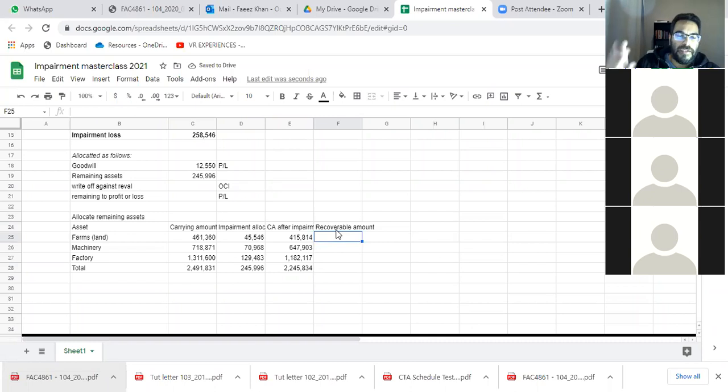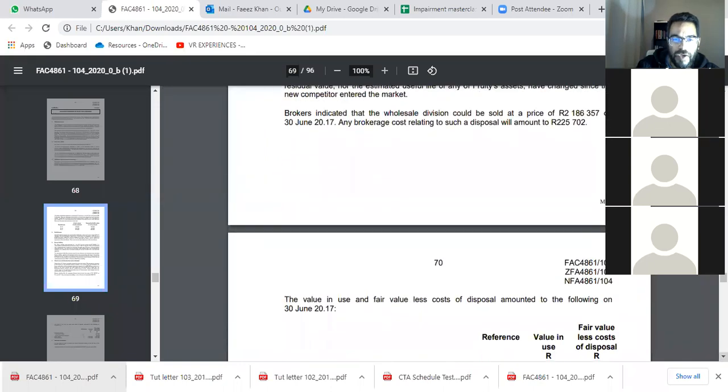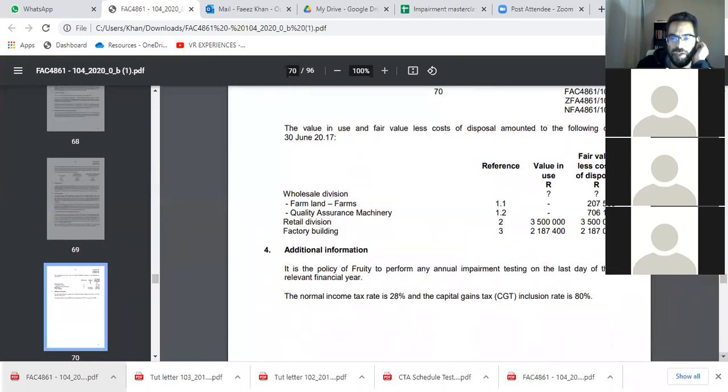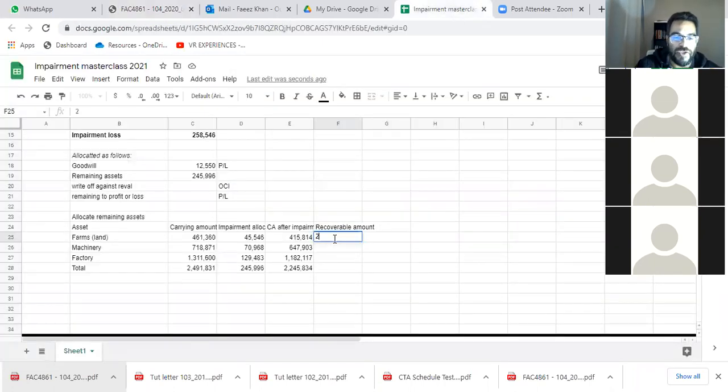Somewhere there, they gave us the recoverable amount of the various assets. If you go to the scenario, I can't remember, we're under note number 4. Under note number 4, they gave us the recoverable amount of the various assets. You can see the fair value less cost of disposal was given. So the recoverable amount of the farm is 207,560.